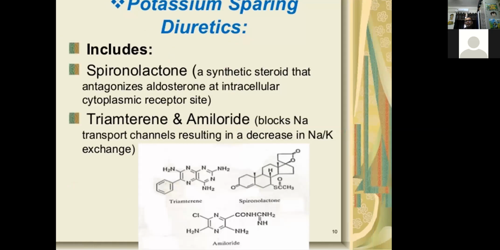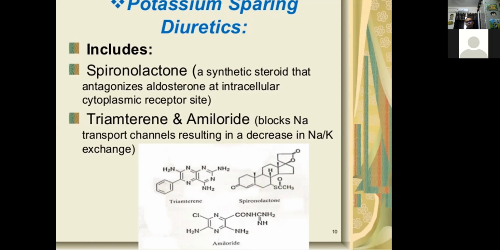Next are potassium sparing diuretics. They act at your distal convoluted tubules. The examples are spironolactone. They are nothing but synthetic steroids which antagonize aldosterone at the intracellular cytoplasmic receptor. So instead of aldosterone getting bound to the receptor, this gets blocked. So they block the action of aldosterone, and thus reduce water and sodium reabsorption and act as diuretics. Next examples are triamterene and amiloride.